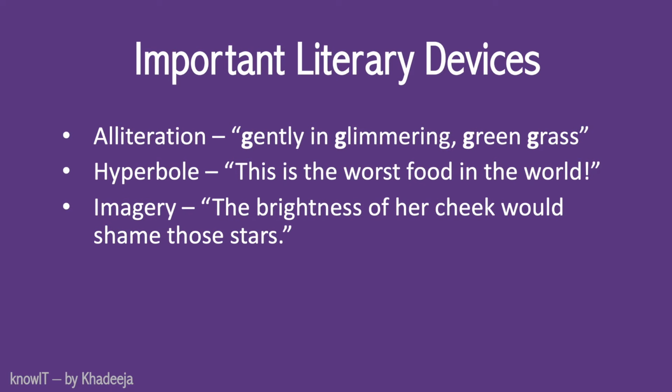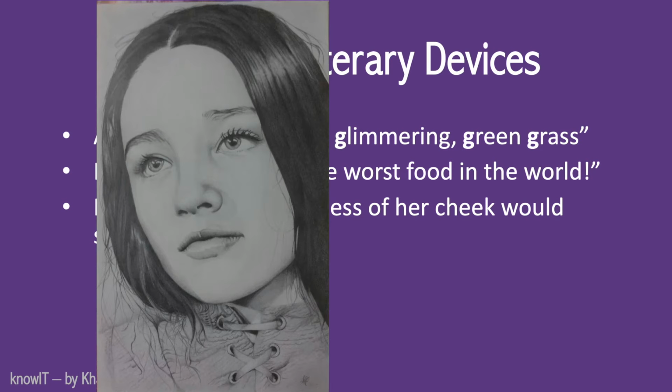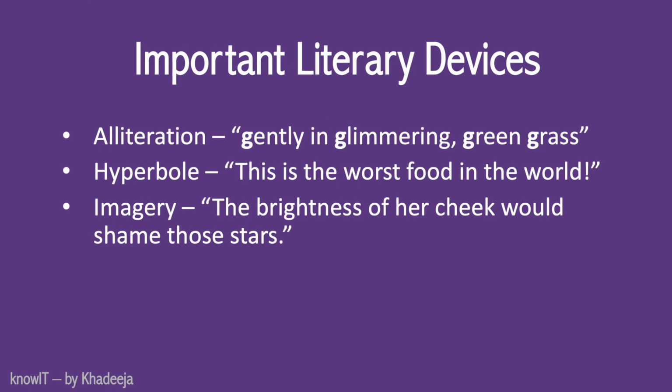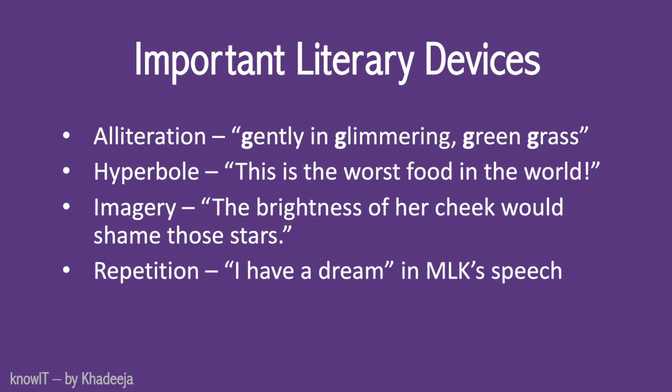Over here, this is an example from Romeo and Juliet. "The brightness of her cheek would shame those stars." This is visual imagery, where you can see that Shakespeare is comparing Juliet's cheek to stars, and it's a more interesting way to describe things rather than saying that her cheek was very bright. So imagery is also found a lot in poems. Then there's repetition. "I have a dream" in Martin Luther King's speech. That is an example of repetition, when things are repeated quite a lot.